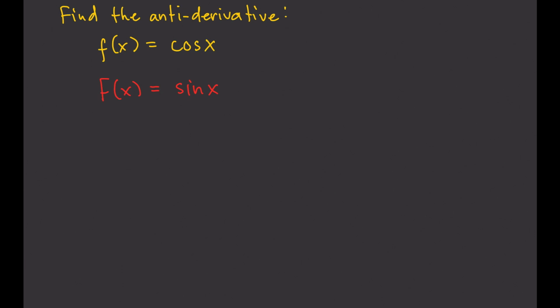But then again, sine x is not the only antiderivative. Sine x plus 1, sine x plus 2, those are also antiderivatives. So to collect everything, we're going to put plus c. The c there will represent all of those constants. So that's our general antiderivative.